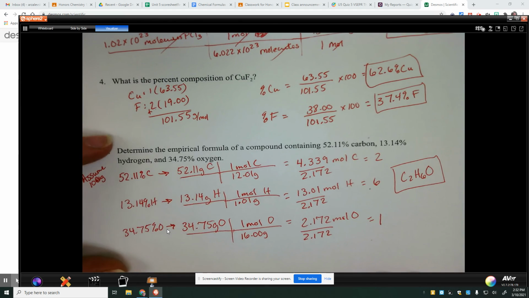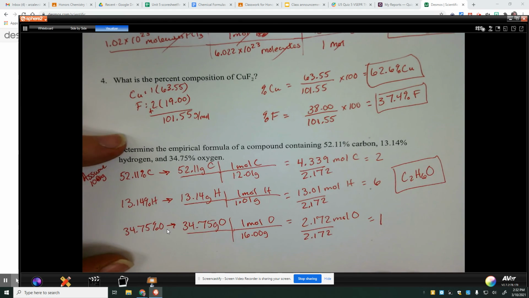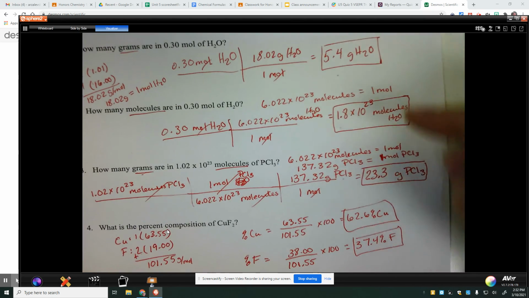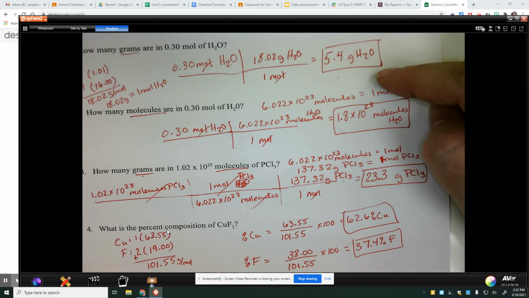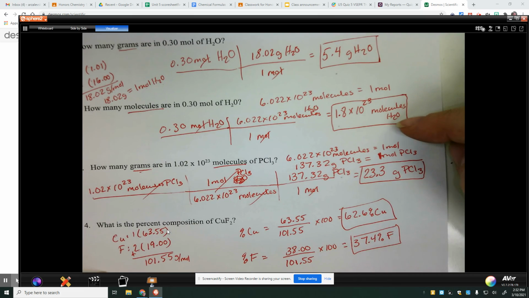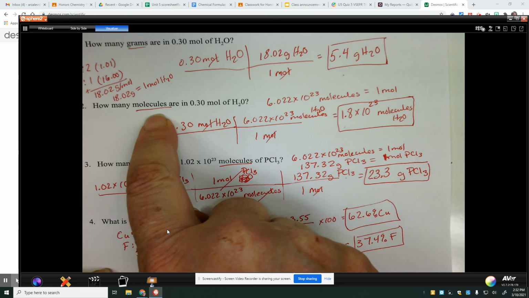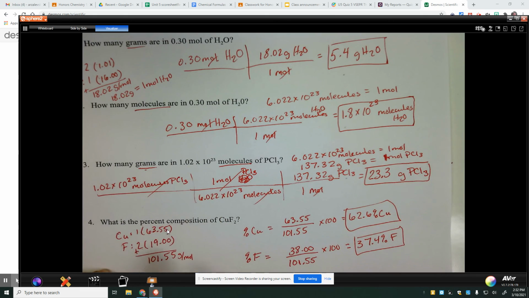Now, this is not on today's quiz, but these guys are. So make sure that you can use molar mass and calculate molar mass. Make sure you can use Avogadro's number in problems that say the word molecules. And make sure that you can do percent composition.